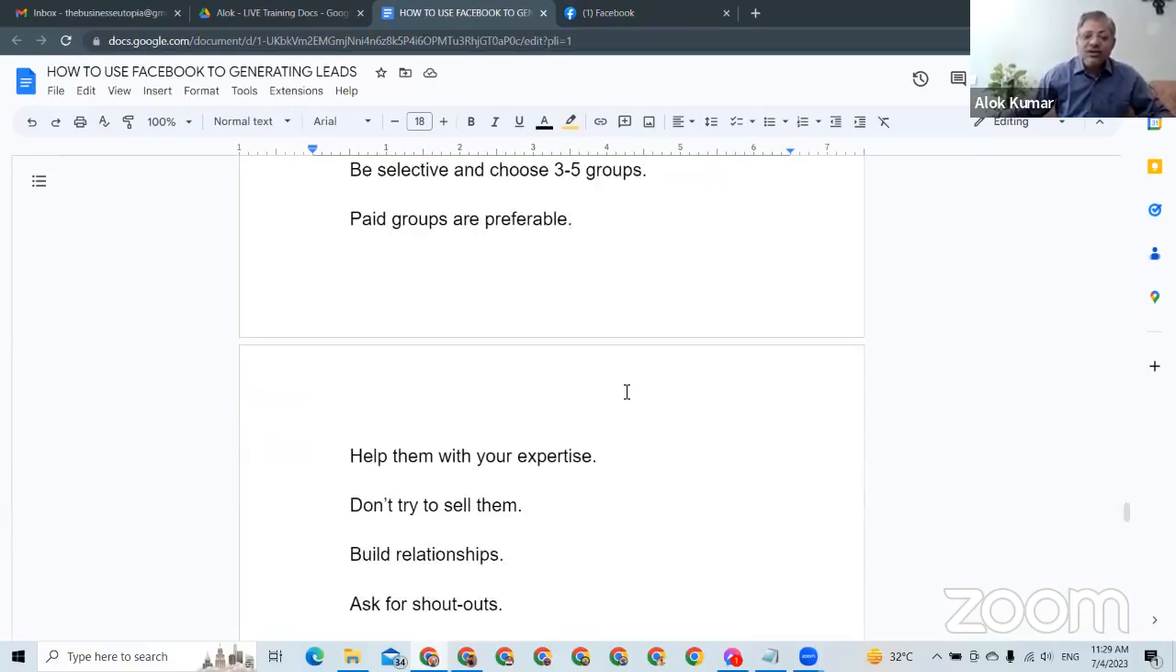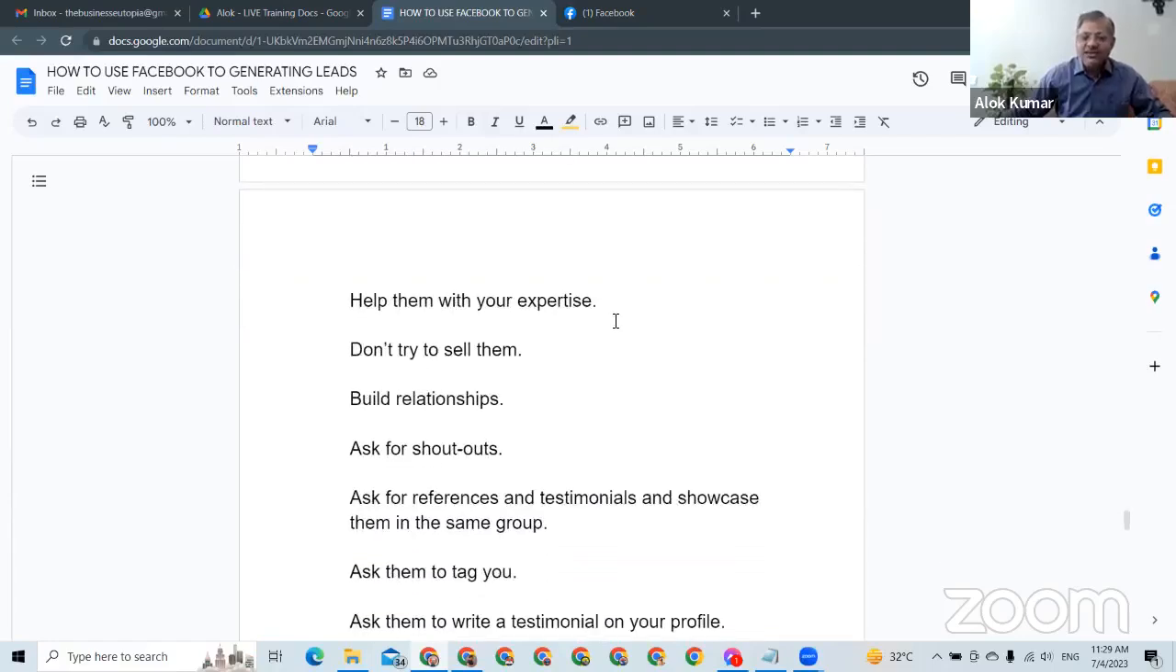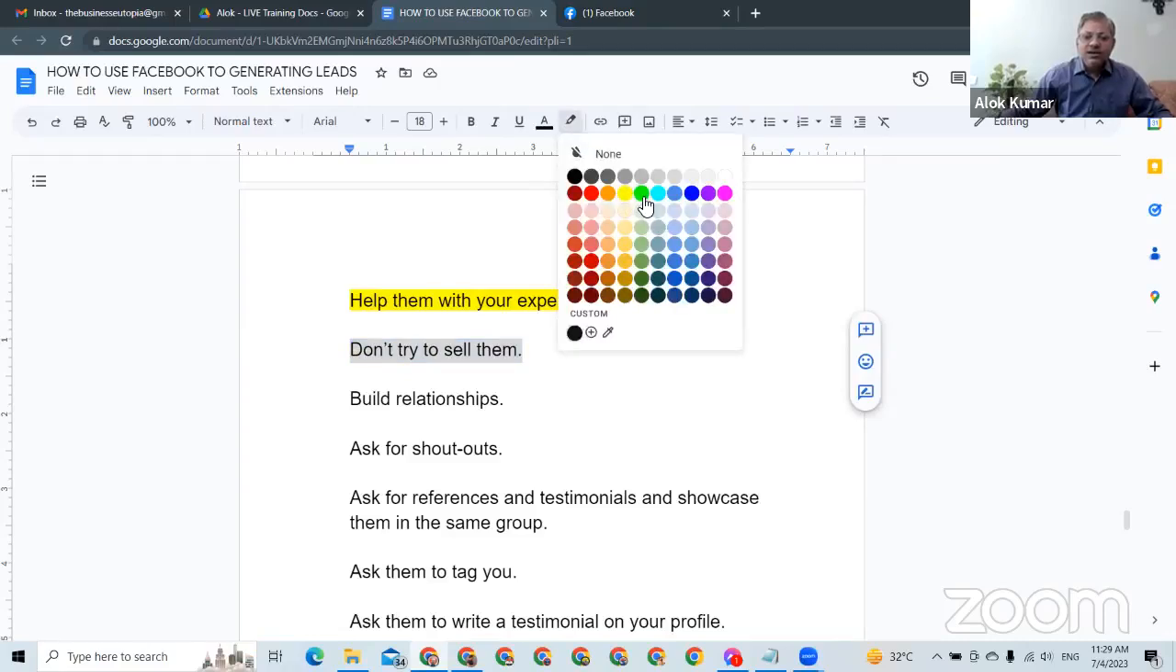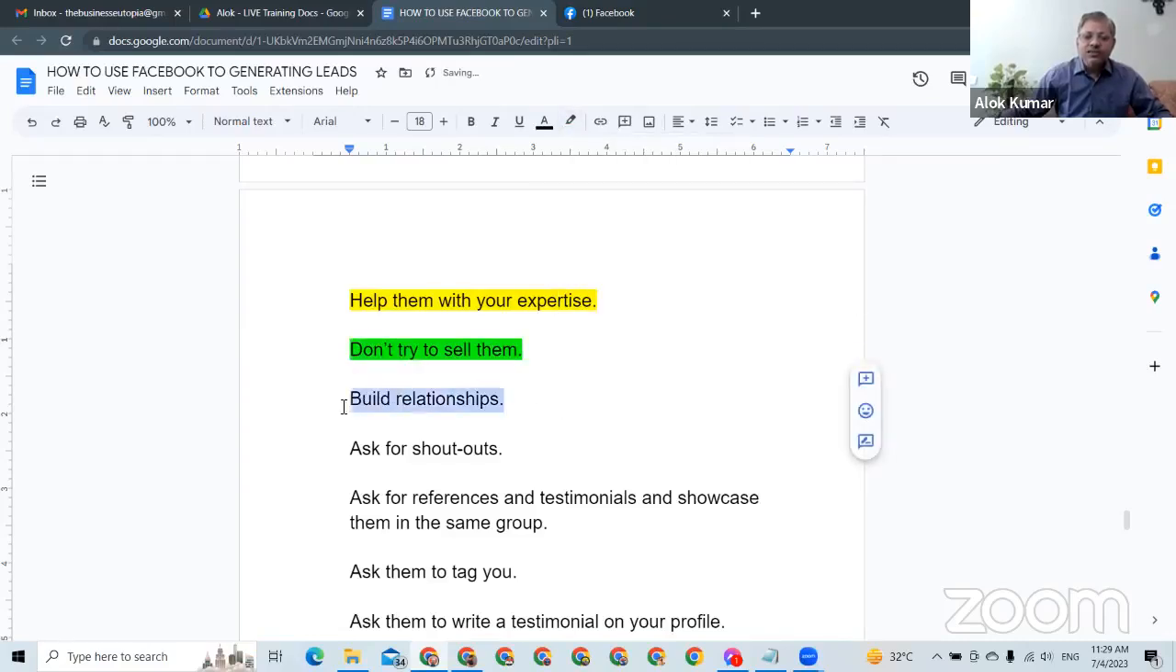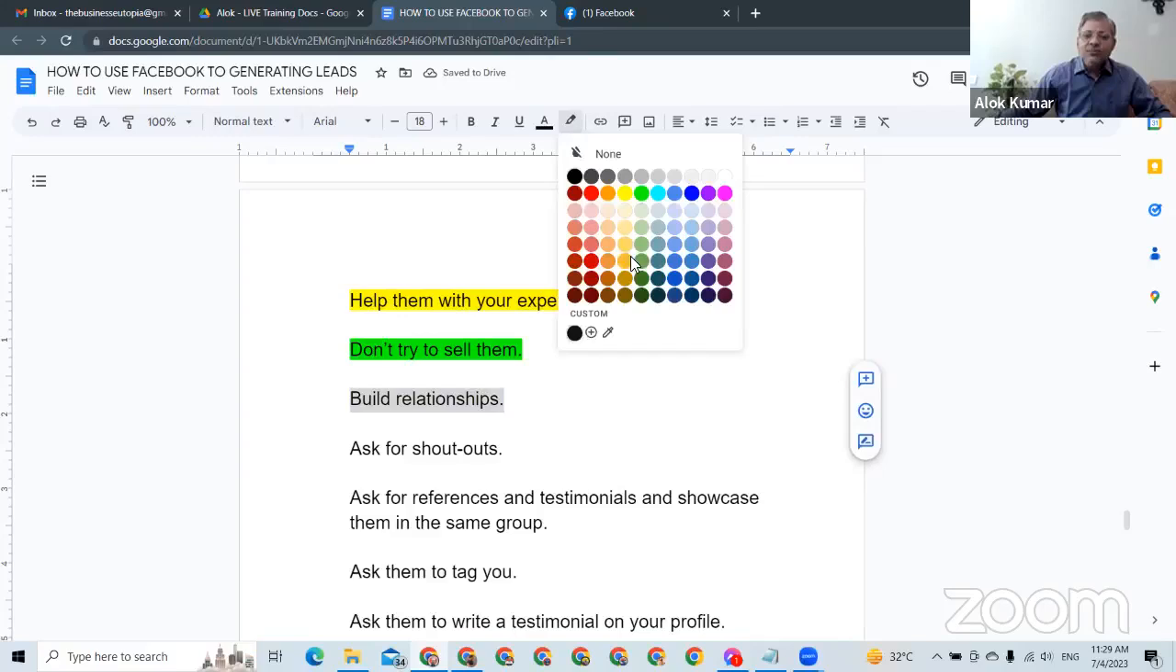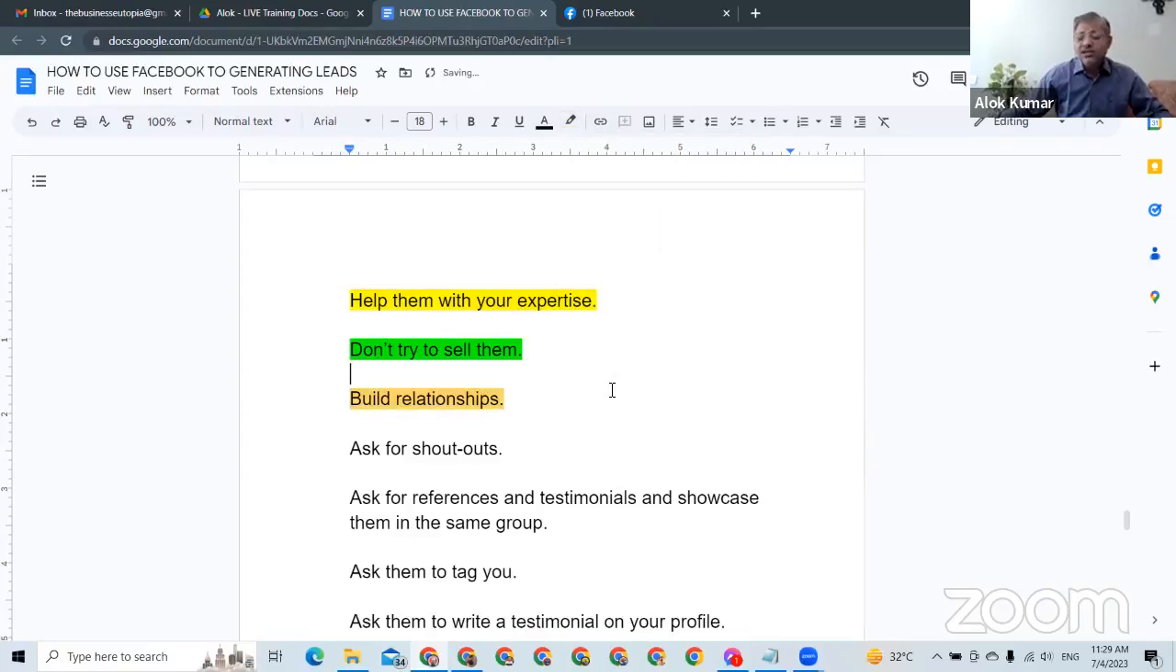So here also it comes like help them with your expertise. Don't try to sell them, right? Never go and try to sell them. As I already told you, Facebook is not a platform for selling, whether it is a profile or it is a group. Don't try to sell them, correct? Try to build relationship. Simple. Try to build relationship by helping them. And this relationship is going to be long.